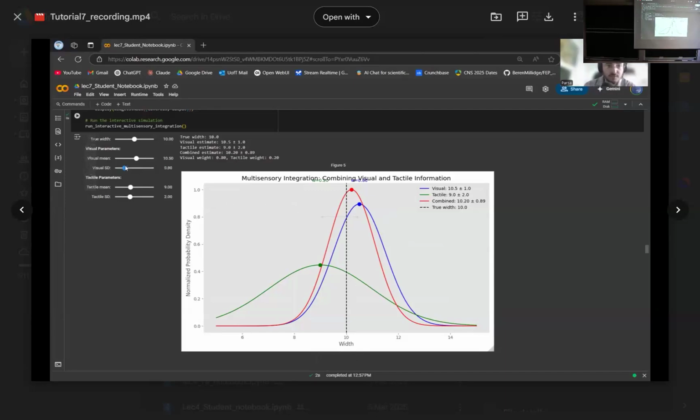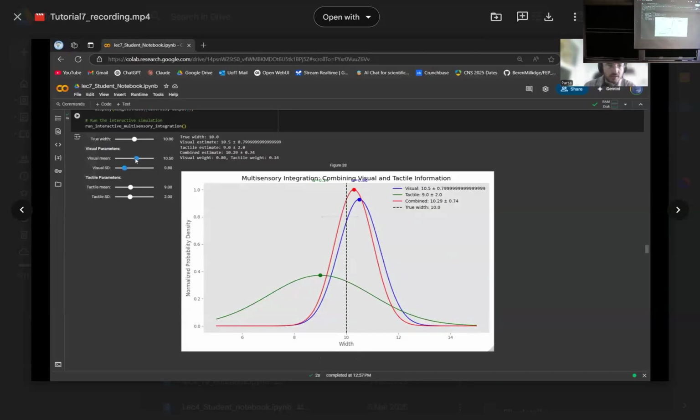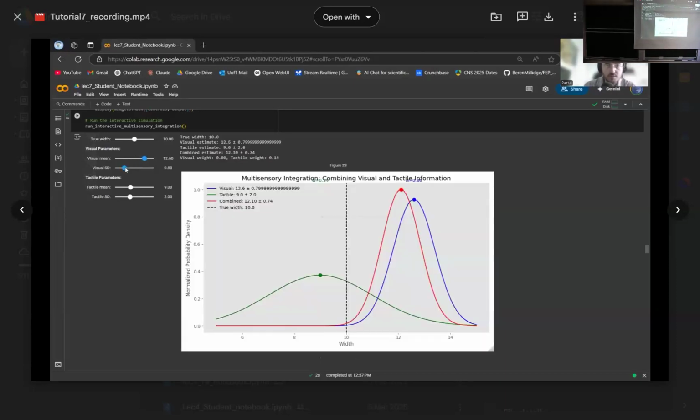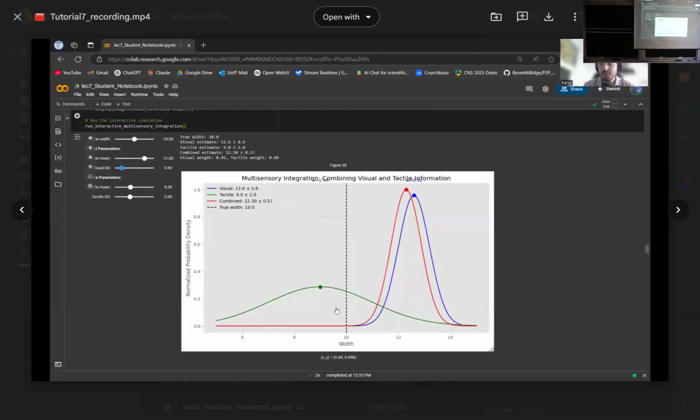So for example, let me just make it more apparent. If my visual sense is saying just like 15 centimeters, and I'm pretty sure about that, I have a low standard deviation. And my sense of touch is saying maybe it's 7, maybe it's 8, so it's not very precise. You can see my combined belief is going to be weighted more towards the modality with the higher precision. So this is exactly what happens.